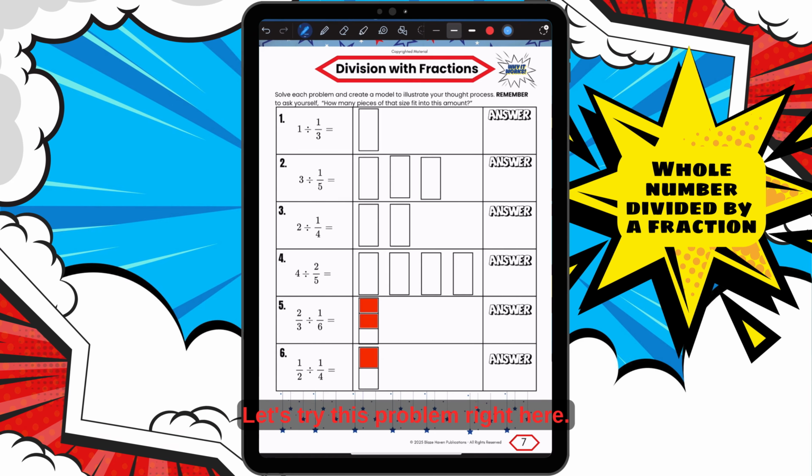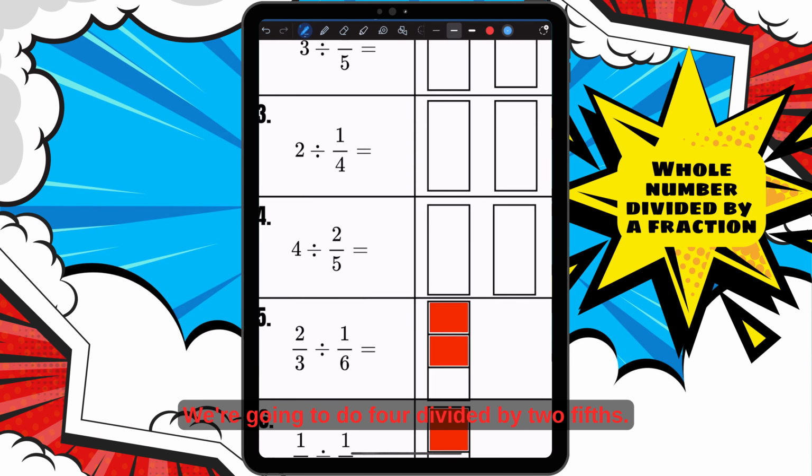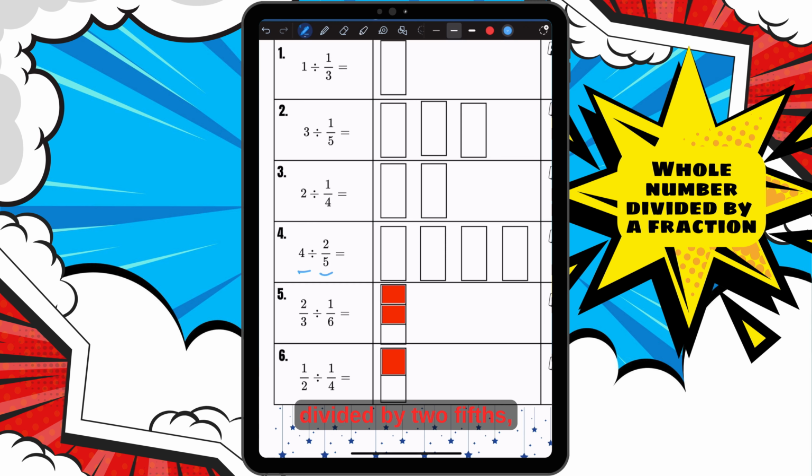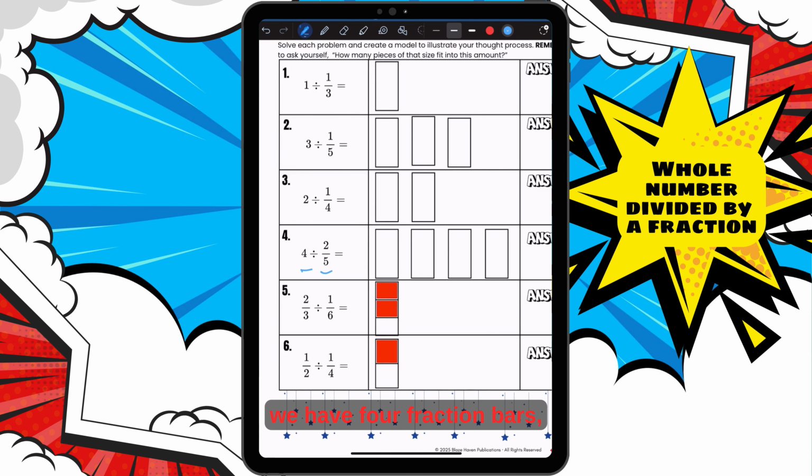Let's try this problem right here. We're going to do 4 divided by 2/5. So with our 4 divided by 2/5, we have 4 fraction bars, or I like to think of 4 sheet cakes. I have 4 sheet cakes, and I'm handing out 2 slices per person, and in every cake there's 5 slices total, and each person gets 2 out of the 5. They're asking how many 2/5 fit into 4.